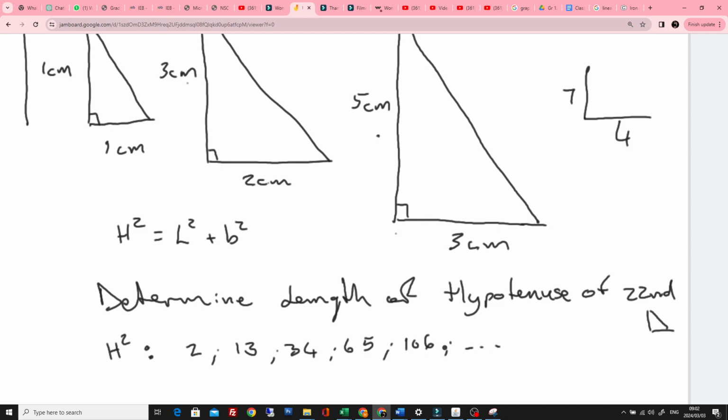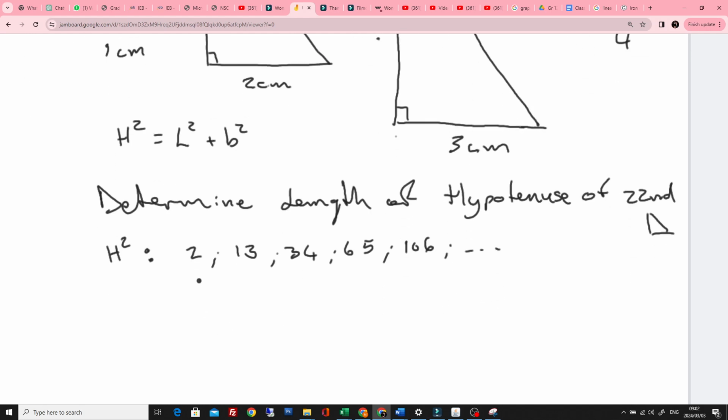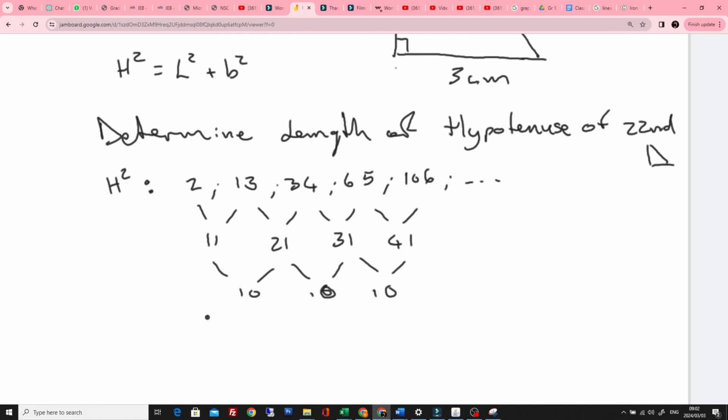So now I have my pattern. Okay, we want the 22nd. We're not going to list all the way to 22. We're just going to look at our first difference, and we can get a pattern there. Okay, we can see it's not constant at the moment, but it may be a constant second difference, which is in fact the case. So now we've got a constant second difference, we have a quadratic number pattern.